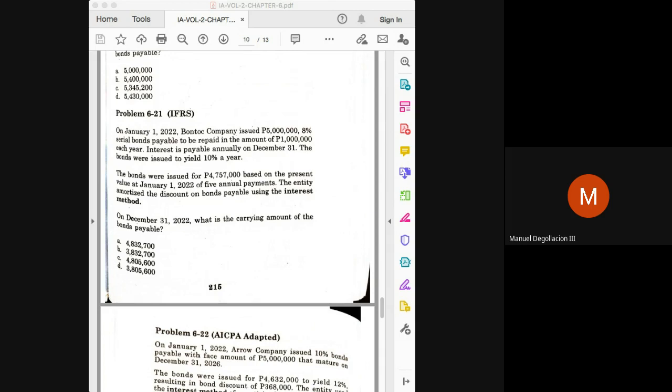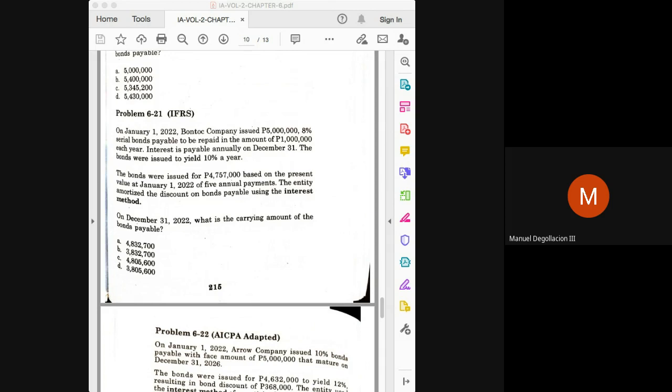So if you will be asked, how much of your total payments, how much of your 1,400,000 payment will be applied to the principal? It will just be 924,300. And how did we get that one? Total payment of 1,400,000 minus interest expense of 475,700. How did we get the 1,400,000? The supposed principal payment of 1,000,000 plus the interest payment of 400,000. How did we get the interest payment of 400,000? That's 5 million times 8%.